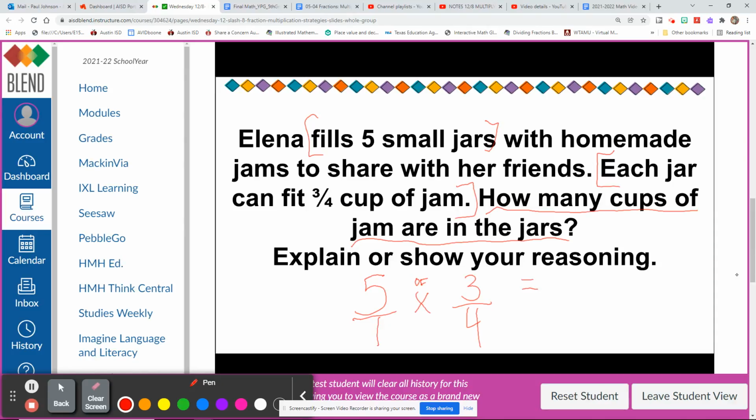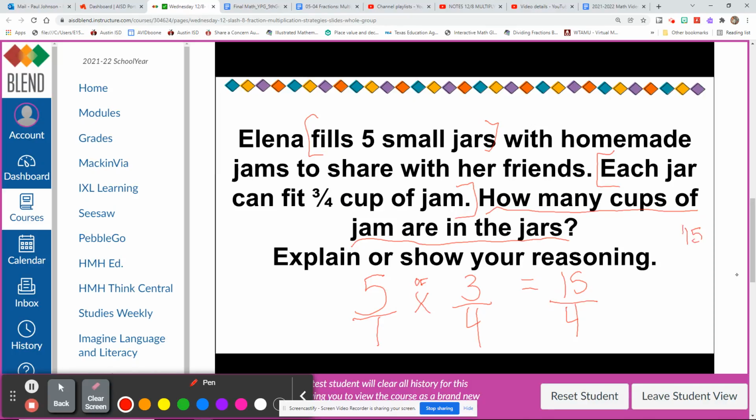I'm going to do top times top: 5 times 3 is 15. Bottom times bottom: 1 times 4 is 4. So right now she's got 15 fourths cups of jam. That is not something that people say. People do not talk in improper fraction land. So we should simplify our improper fraction.